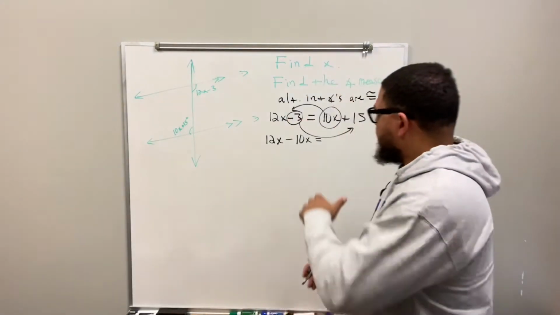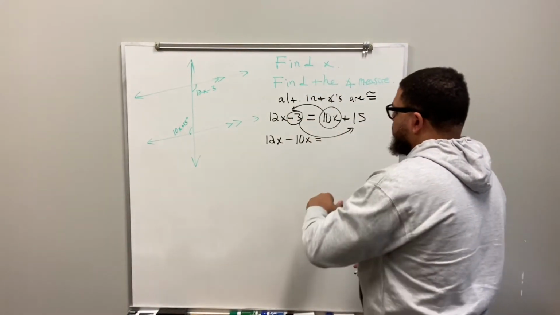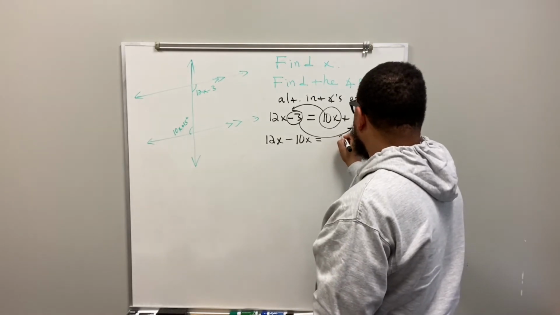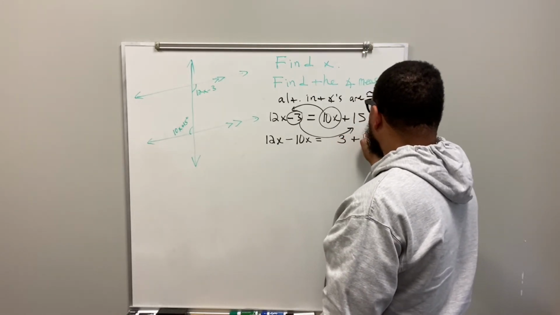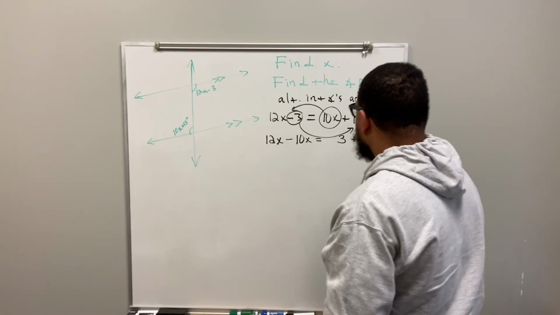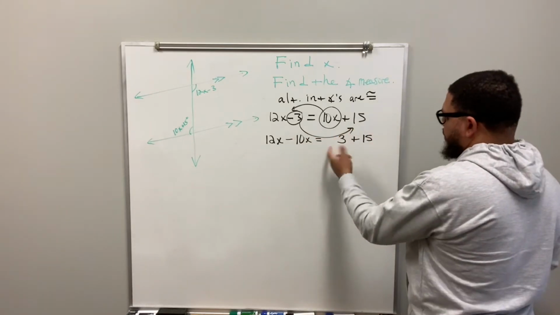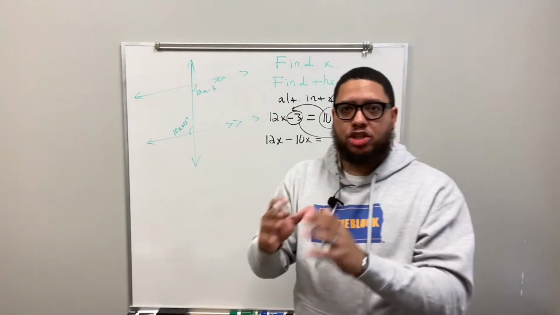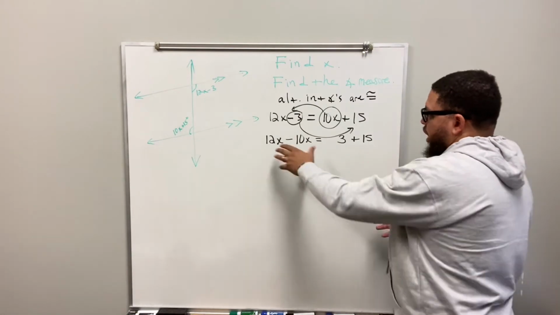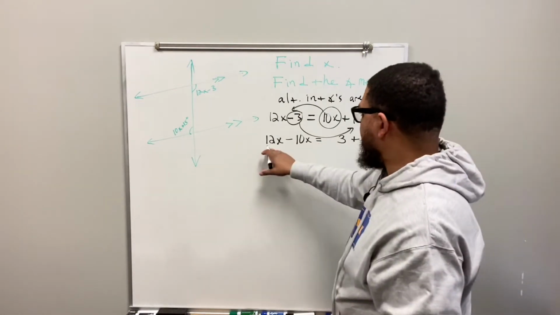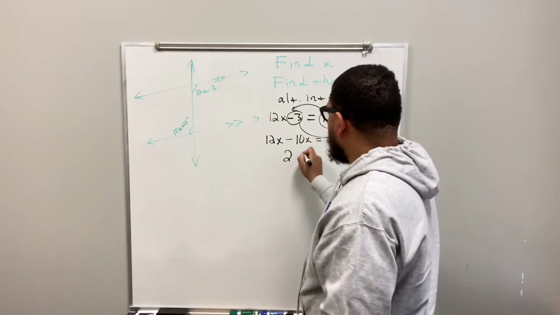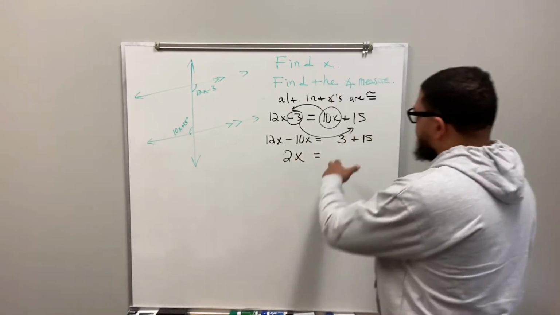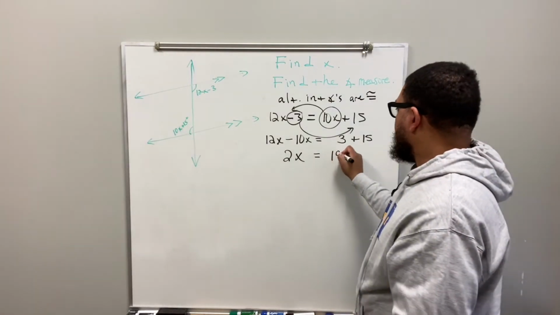All right? So 12x minus 10x is equal to, and then I'm going to slide the -3 over. That's going to become +3 plus 15, right? Now, I could have put the 15 before the 3 or the 3 before the 15. It doesn't make a difference, right? All I care about is that I have these like terms on the same side, so that way I can combine them. Now I have 12x minus 10x, which gives me 2x, because that's 12 minus 10, which is 2. And then over here, I got 3 plus 15, which is 18.